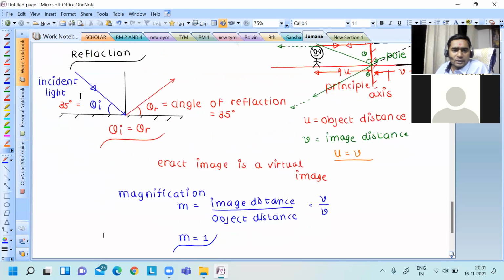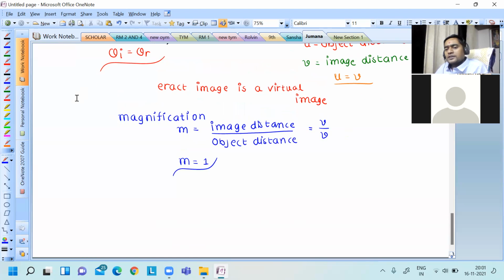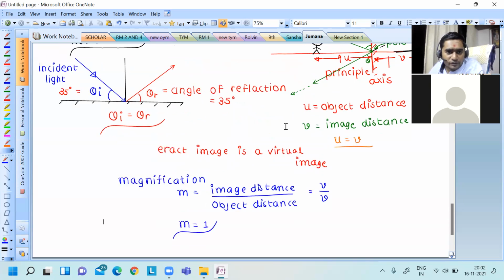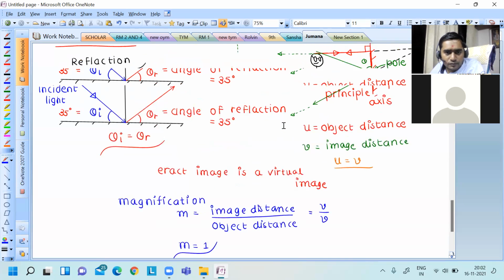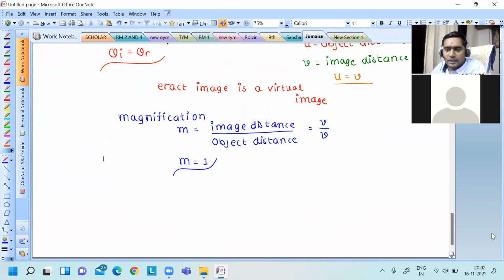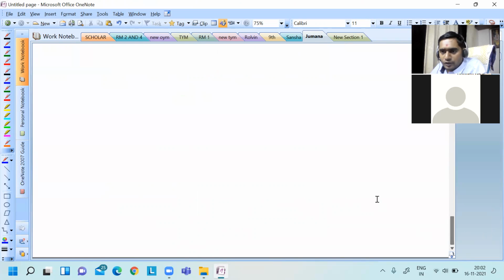That's great. To remember all the formulas, just try to speak the formula instead of writing it. If you speak the formula, then it will be easier for you to remember it. So this is about our plane mirror. Next, after the plane mirror, is refraction of light. Okay, let's start the refraction of light.